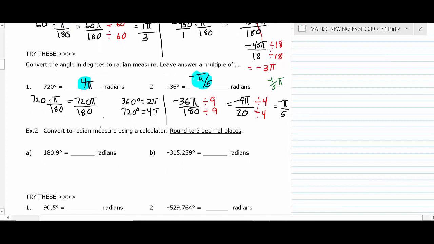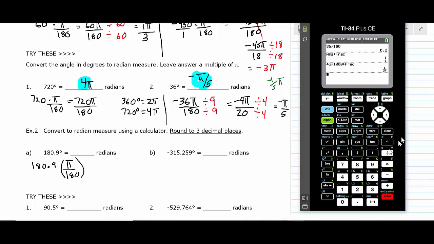Okay, so let's move on, and I'm going to do the same thing, except now I've got some decimals, but we're still going to do the same thing, but we're going to use our calculator. So I'm just going to take 180.9, and then I'm going to multiply that by pi over 180. Okay, and I'll just strictly use my calculator on this, and then I'll round it off to 3 decimals. So I just take 180.9 times pi. Use your pi key too. Don't use 3.14. And divide by 180. That just gives you a little greater accuracy. Okay, and then we'll round that off to 3.157 radians.